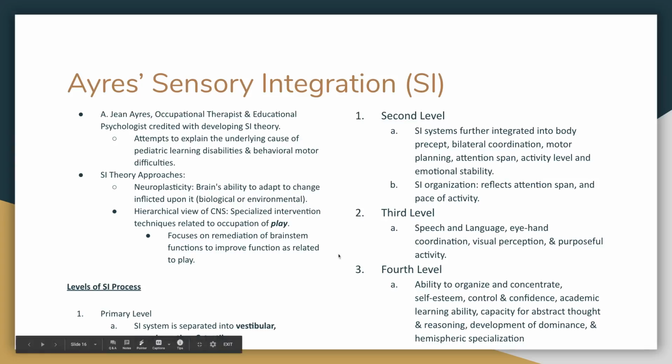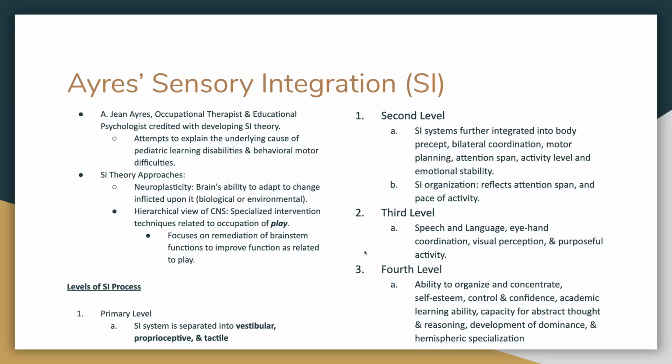The third level of sensory integration is speech and language, eye-hand coordination, visual perception, and purposeful activity. Language, to start with, begins with the child exploring and navigating their environment through touch, moving, and lifting. This is when the child uses tactile and visual sensations to distinguish objects from one another. Hand-eye coordination relates to the visual system. The child needs to use depth perception to determine where an object is in space.